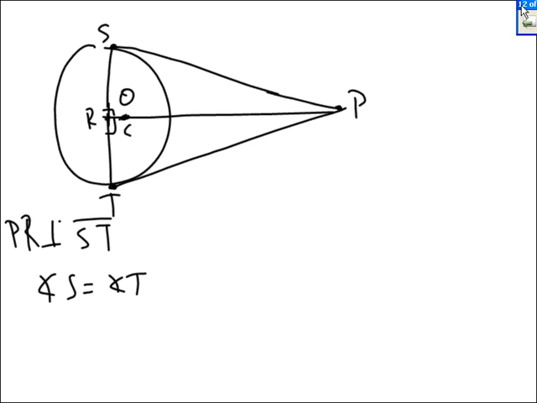Now, what do we know? We know that we have 2 triangles, the upper one and the lower one, and the big one. STP is the big one. Now, we have a right angle here, we have a right angle here. Now, keep in mind that this radius crossed ST at a right angle. I could extend it beyond R to the left. It doesn't matter. Oh, that means SR and TR are equal. And clearly, RP equals itself.